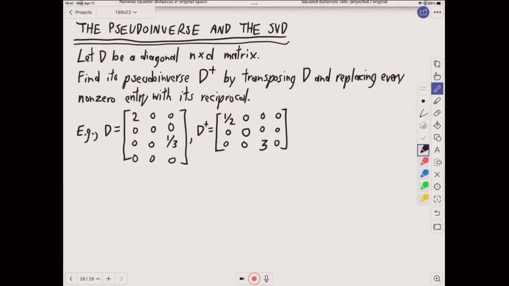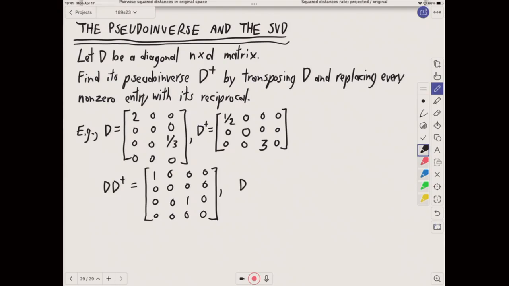So let me point out a couple things about what happens when you multiply these matrices together. So if I multiply D by D plus, what do I get? I get 1, 0, 1, 0 on the diagonal, and still zeros off the diagonal. On the other hand, I could also do it the other way around. I could multiply D plus by D. If I do that, I get 1, 0, 1 on the diagonal, and everything else is still a 0.